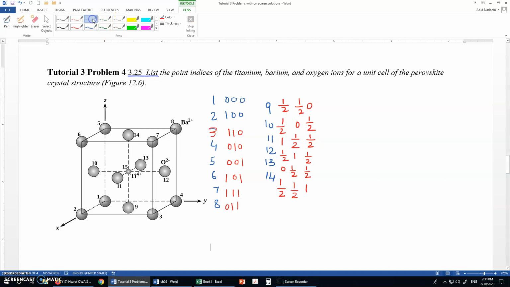And now the 15th atom, which is the titanium atom. The 15th atom is in the middle of this crystal structure. So half the distance along the x-axis, half the distance along the y-axis, and half the distance along the z-axis. So these are the point indices of the given crystalline structure.